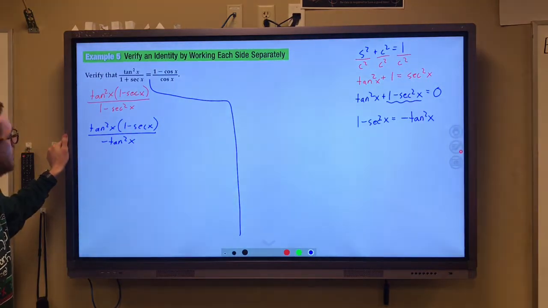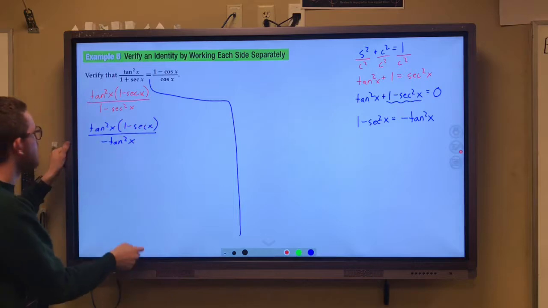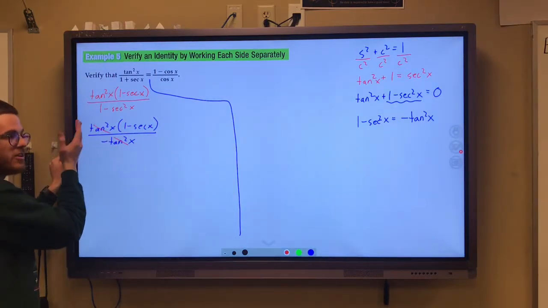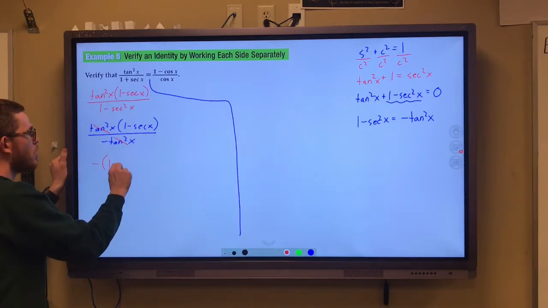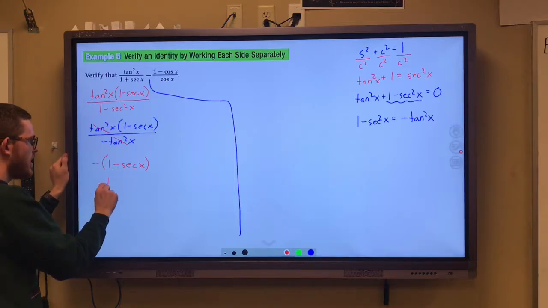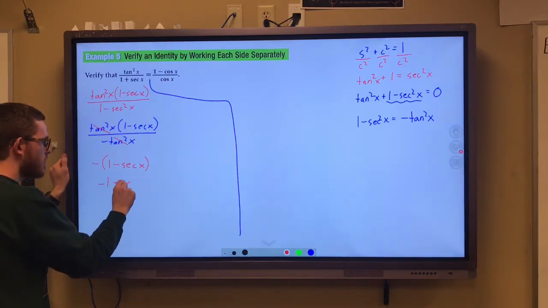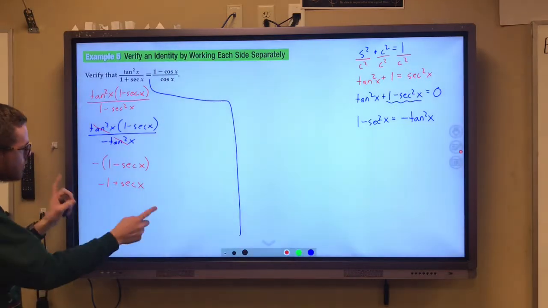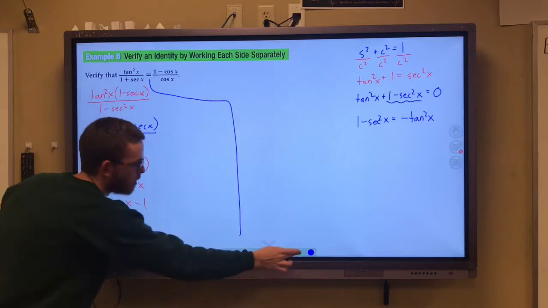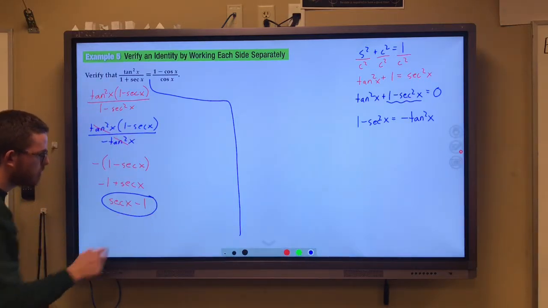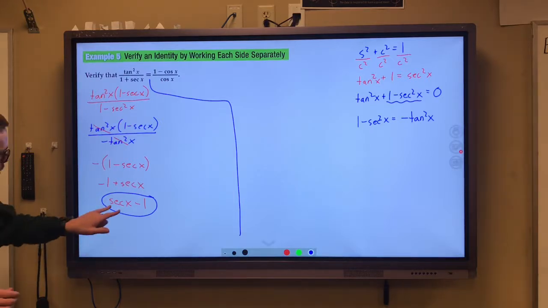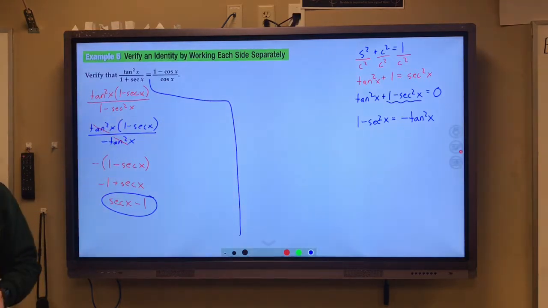Okay. The tangents cancel out. I've got a negative sitting on the outside, so it's a negative 1 minus secant x. So this is a negative 1 plus secant x, which of course, commutative property, that's secant x minus 1. That is something pretty tangible we might be able to get this other side to look like. That's our goal. We're going to try to get this other side to look like secant of x minus 1.